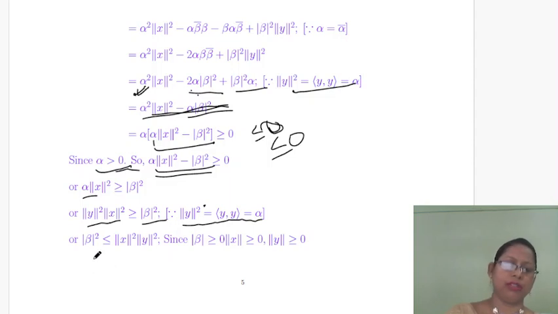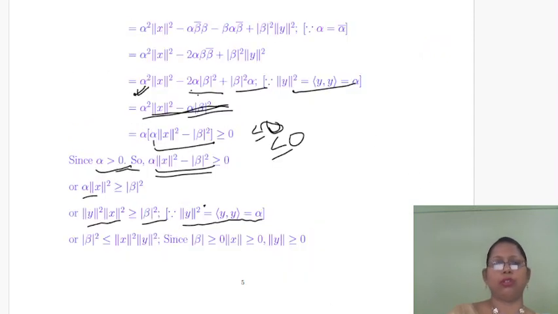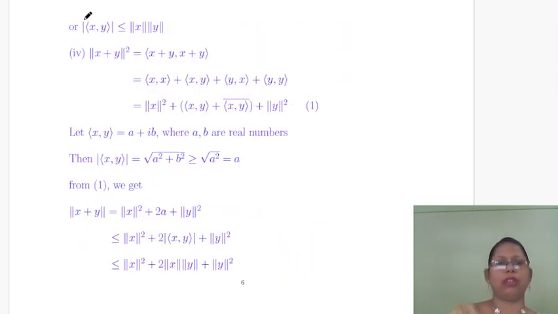This implies the modulus of beta is less than or equal to norm of x, norm of y. What is beta? Beta is my inner product of x y. So in place of this, I am getting this one. Modulus of inner product of x y is less than or equal to norm of x, norm of y.